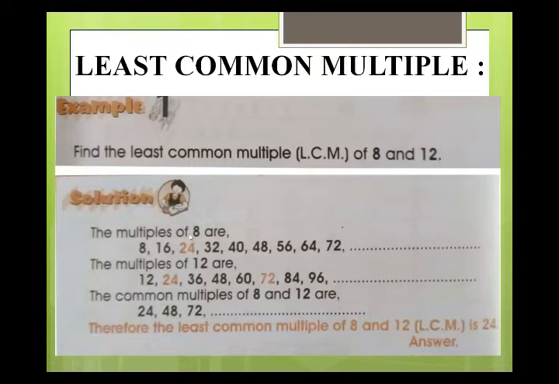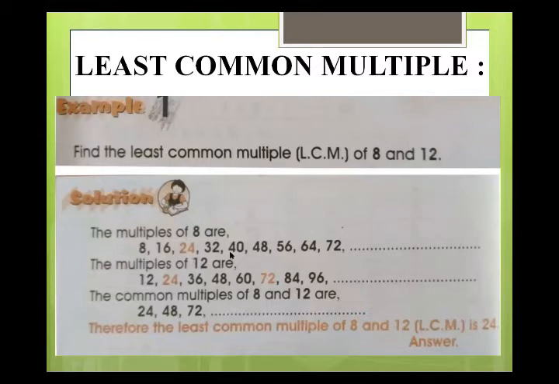So the multiples of 8 are 8, 16, 24, 32, 40, 48, 56, 64, 72, and so on. Similarly, the multiples of 12 are 12, 24, 36, 48, 60, 72, 84, 96, and so on. Now we firstly find the common multiples between 8 and 12. Here you see that the first common multiple is 24, which is present in both the multiples of 8 and 12.